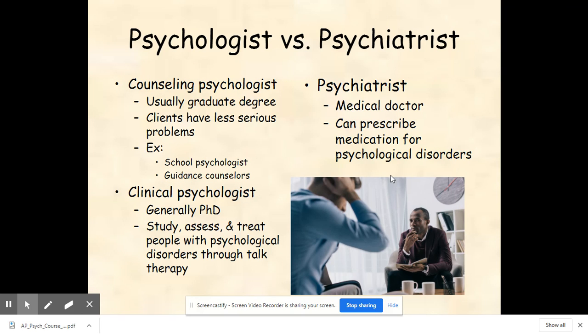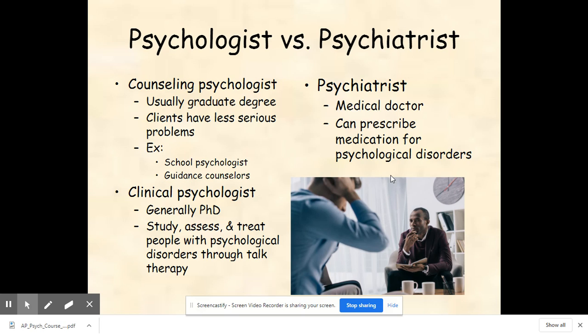And then we have what are called clinical psychologists, which generally have a PhD, a doctor of philosophy. These are the stereotypical image when you think of a therapist, somebody maybe lying on a couch talking about what they're dealing with, and so on.